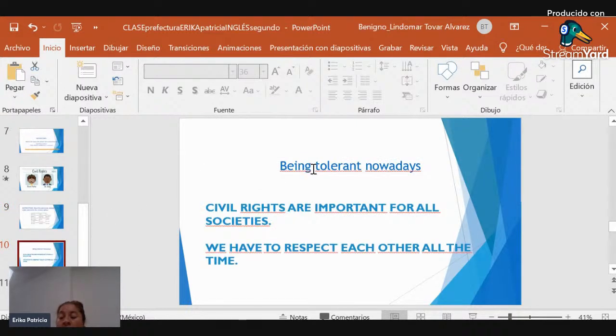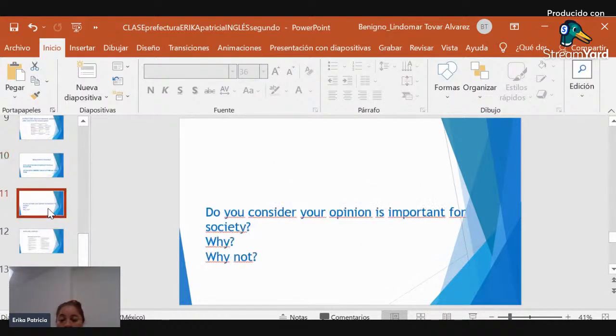Then you have to reflect on the next information. How important is it to be tolerant nowadays? Civil rights are important for all societies, and we have to respect each other all the time. Do you consider your opinion is important for society? Why or why not? According to the rights or the responsibilities you have as a young person, what is your opinion?